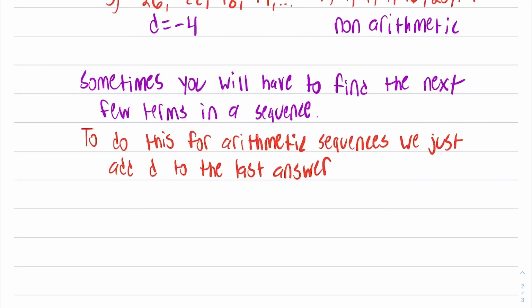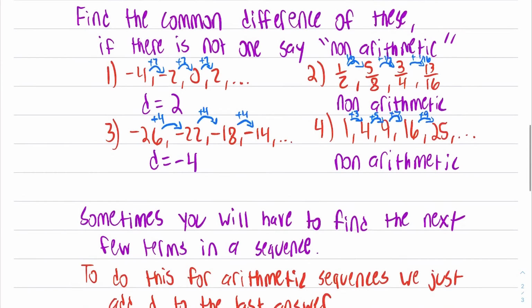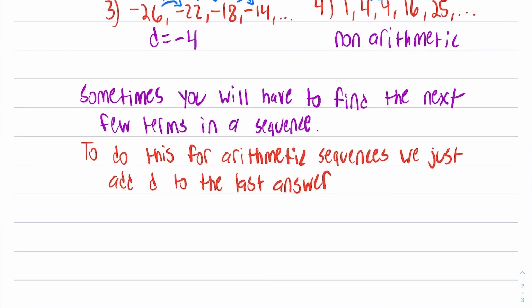Sometimes you're going to be asked to find the next few terms in a sequence, and to do that, all you have to do is add d to the last answer they gave you. So for these examples up here, in number 1, the next 3 would be 2 plus 2, which is 4. 4 plus 2 is 6, and 6 plus 2 is 8.